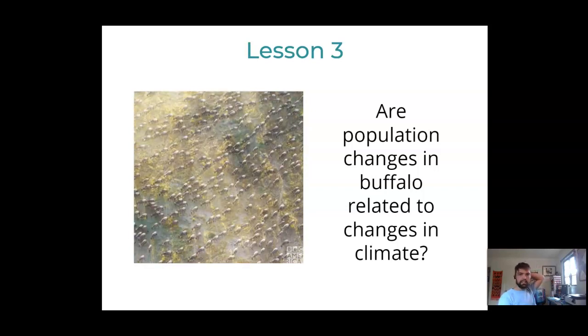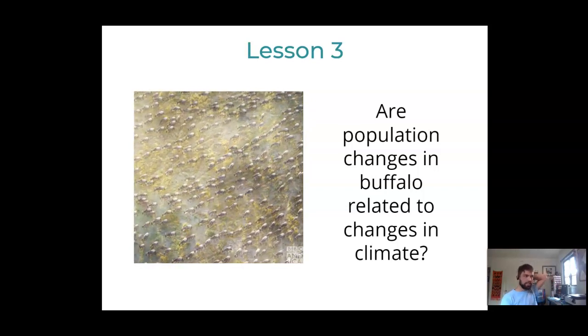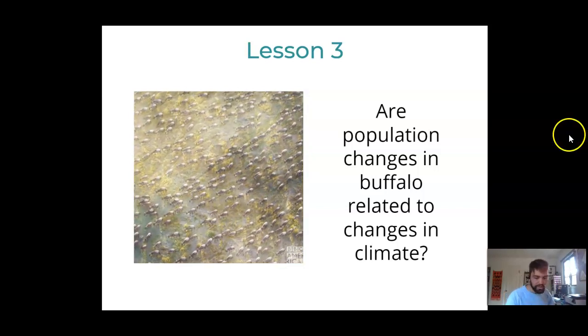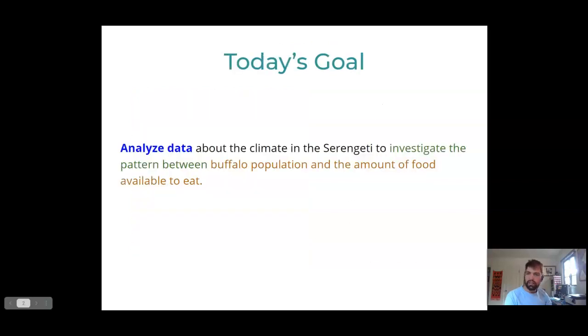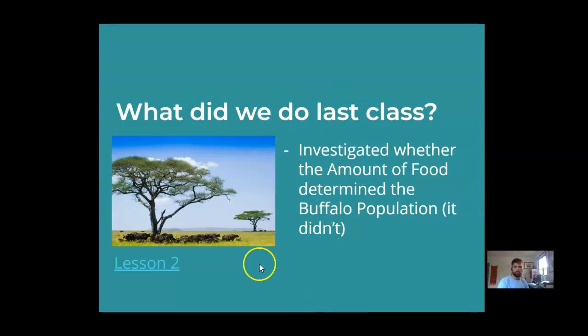This is Mr. S, and today we're doing Lesson 3, Our Population Changes in the Buffalo Related to Climate Change. So today's goal is to analyze data about the climate in the Serengeti to investigate the pattern between the buffalo population and the amount of food available to eat. Last class, as a reminder, we investigated whether the amount of food determined the buffalo population, and we did those different readings and graphed them out and found out it didn't. We didn't have enough evidence for that.